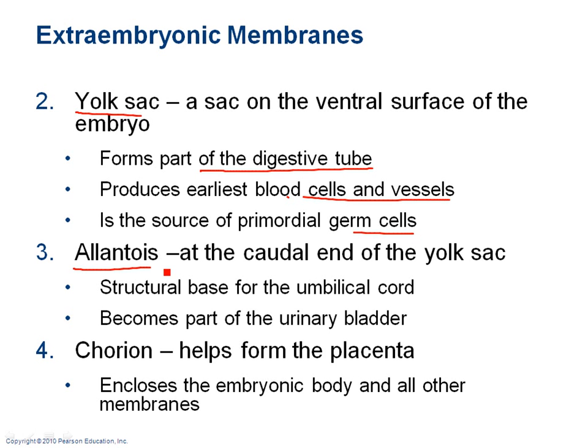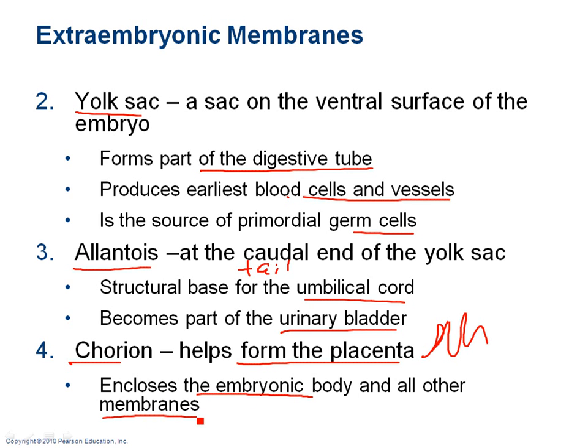You have the allantois, at the caudal end, or the tail end, of the yolk sac. It becomes the base for the umbilical cord and later part of the urinary bladder. And last but not least, the chorion helps form the placenta, and that's all those little blood vessels, okay? It encloses the embryonic body and all these other membranes, so the chorion is the outermost layer.